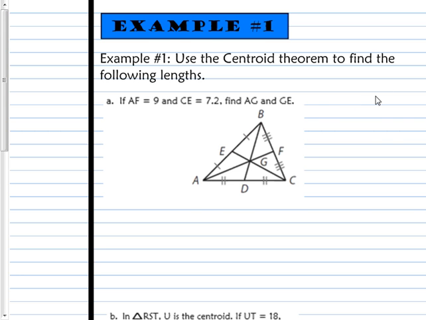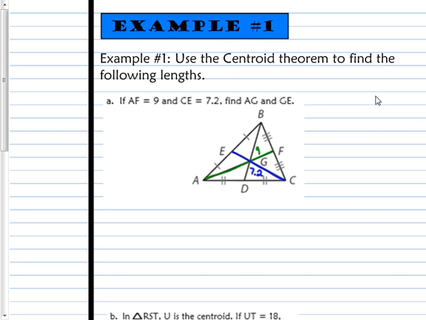Example 1, use the centroid theorem to find the following lengths. So if AF is 9, so this whole entire thing is 9, and CE is 7.2, so this whole entire thing is 7.2. Find AG and GE. So I'm going to look first at AG.